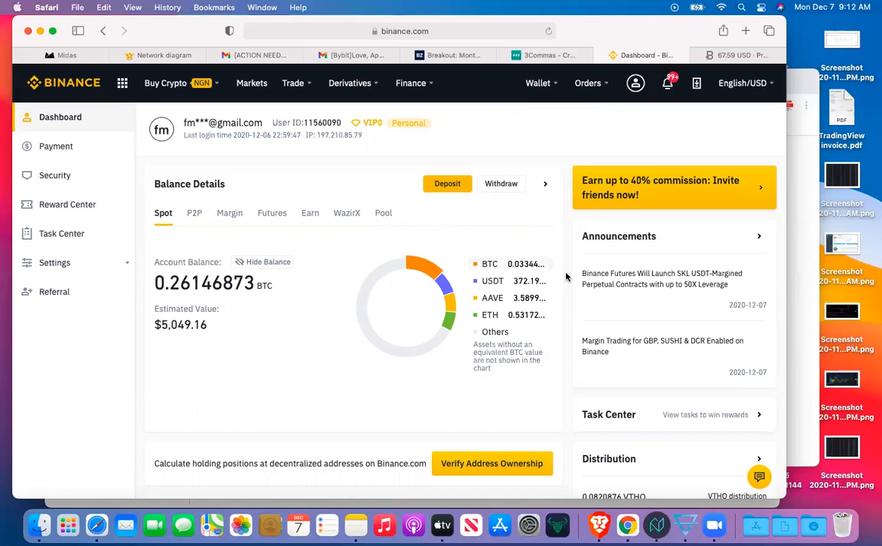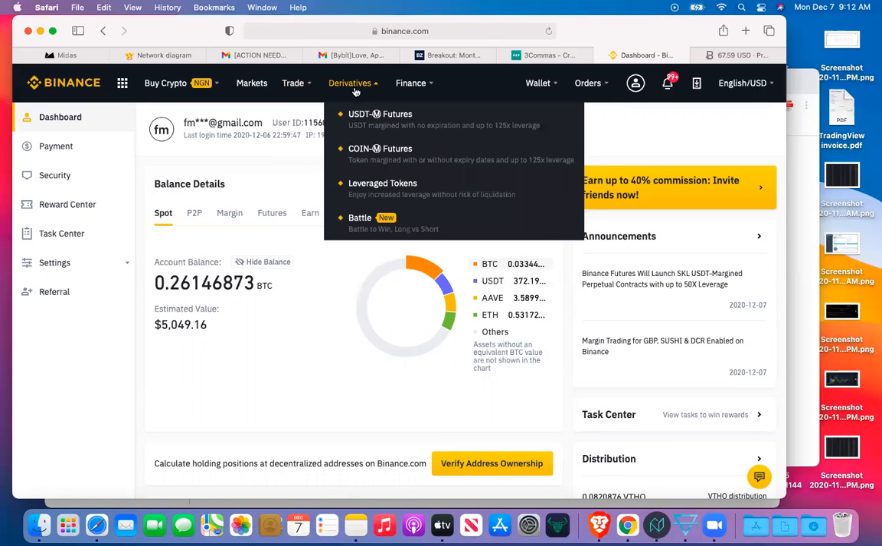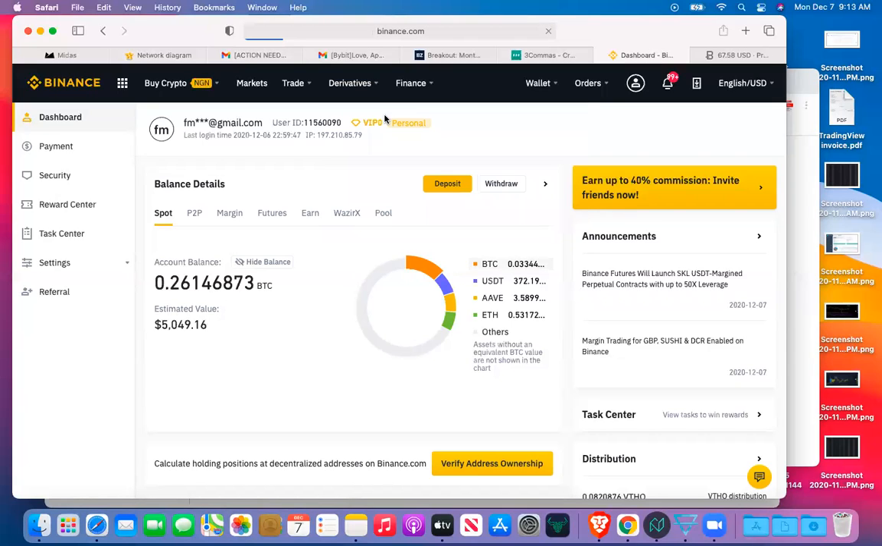But to activate your margin, of course, you click on trade and click on margin. I'm not going for that. I'm going for leverage. So you go to derivatives and you see USDT futures, a USDT margin with no expiration and up to 125 leverage. So you click on it.